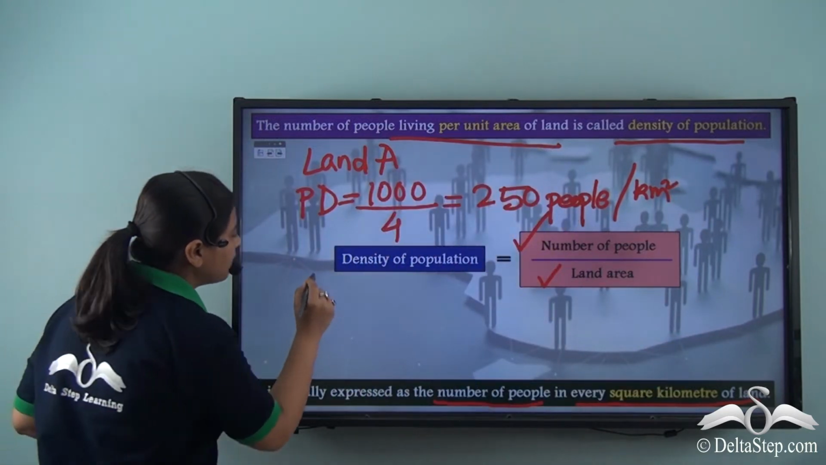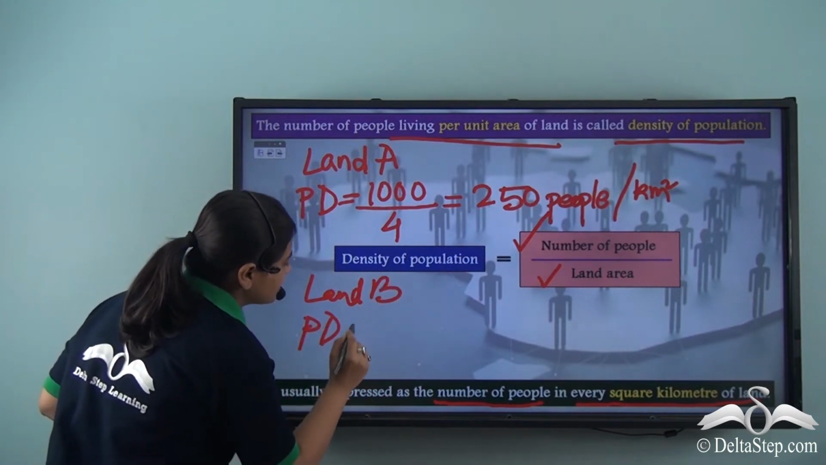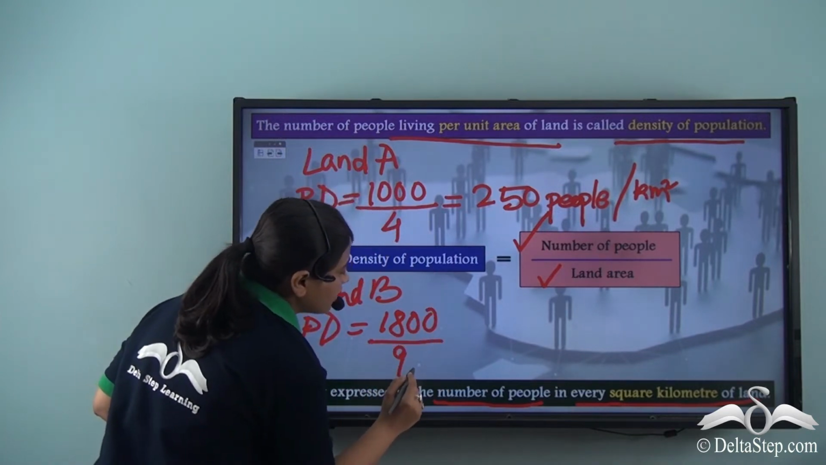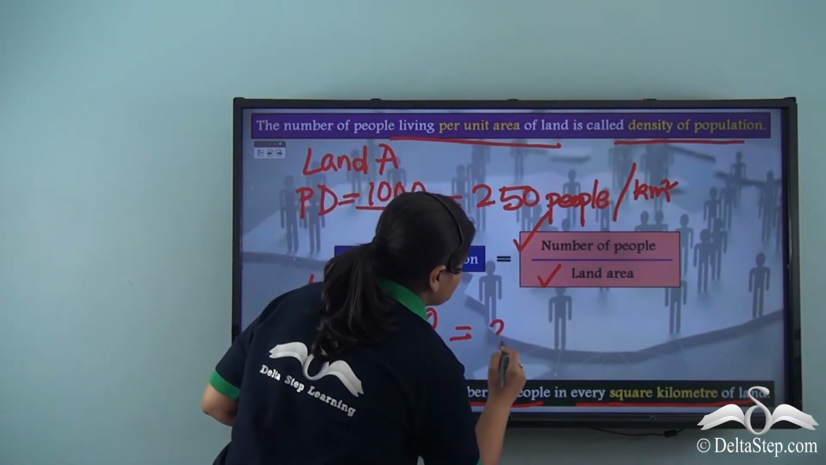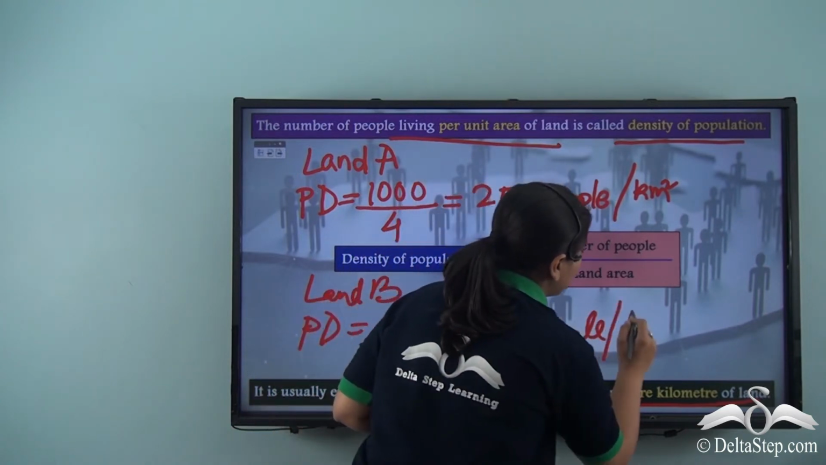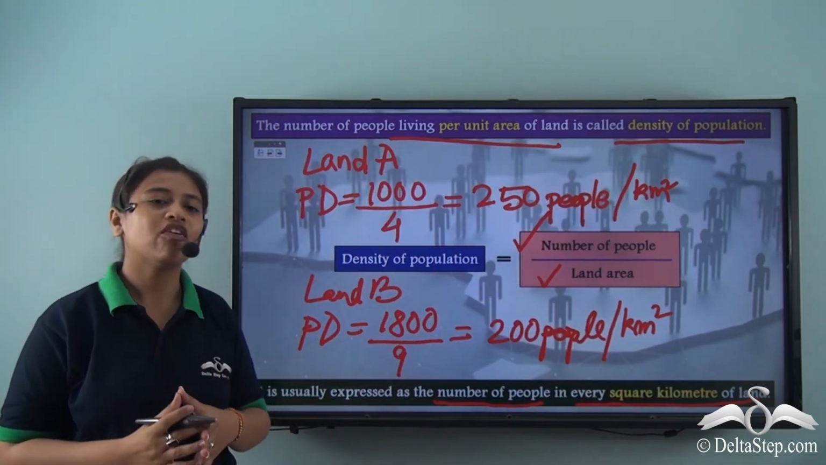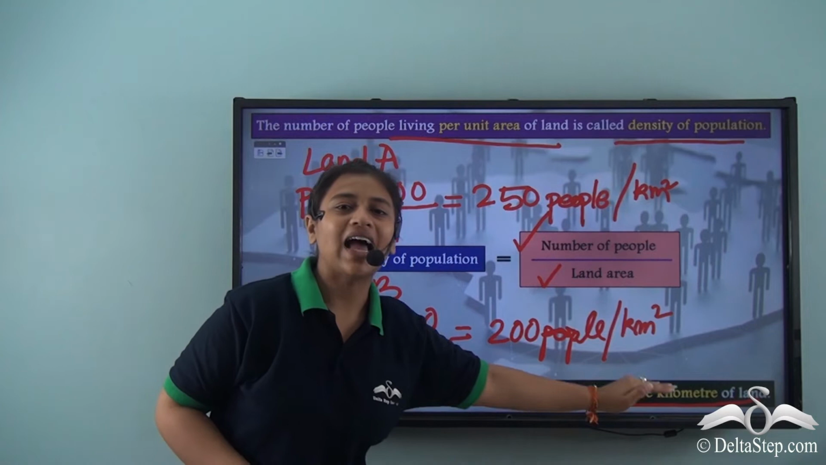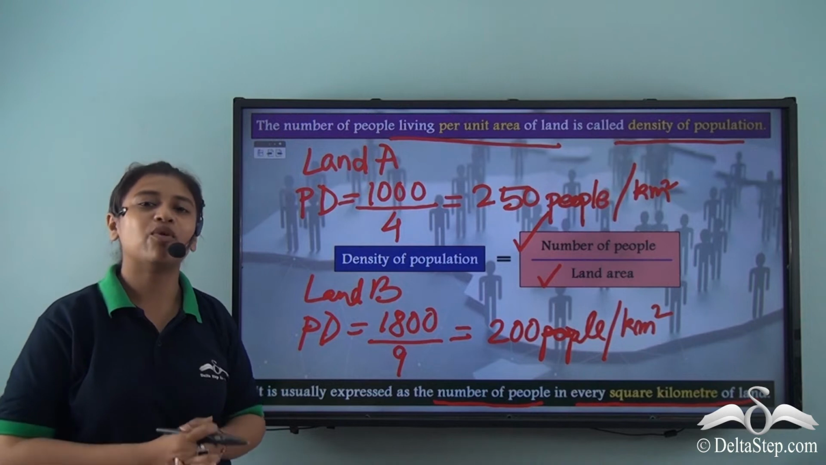However, for land B, the population density stands at 1800, that is the population, divided by the area, that is 9 kilometers square, which is equal to 200 people per kilometer square. So we see that even though the population of land B was more, the population density of land A is more than land B. That means that the number of people living in each unit area of land A was more than in land B.